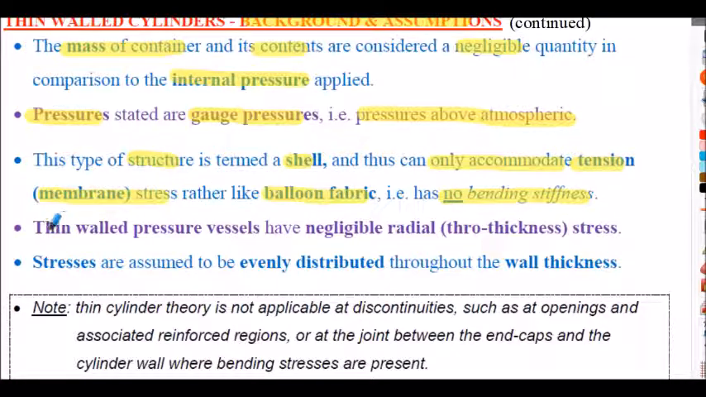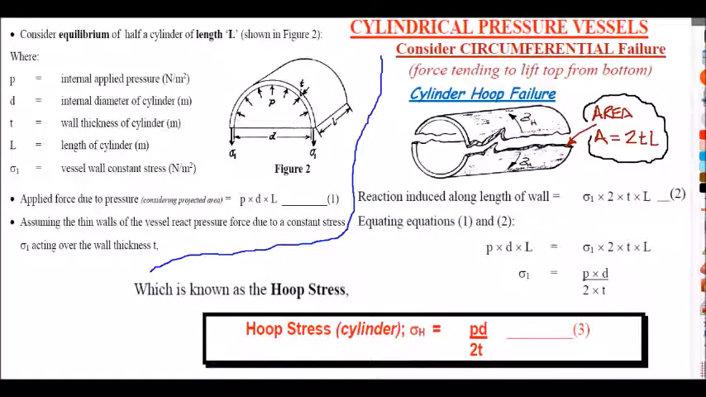Okay. For thin-walled vessels, the radial through-the-thickness stress is negligible. We're also considering that stresses are assumed to be evenly distributed throughout the wall thickness. Hoop stress at the inside wall is the same as the hoop stress at the outside wall. Because it's so thin, we're assuming the stresses are the same. Let's look at the derivations for circumferential and hoop failure. So let's consider the equilibrium of half of a cylinder. Half of a cylinder shown, length L, in our picture here.